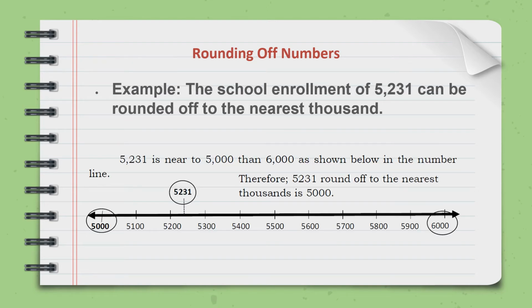Let us look at this example. The school enrollment of 5,231 can be rounded off to the nearest thousand. You can see in this line graph, we have 5,000 on the left side and 6,000 on the other side. The 5,231 is placed right in between 5,200 and 5,300. Comparing to both ends, 5,231 is closer to 5,000 than to 6,000. Therefore, 5,231 can be rounded off as 5,000. As you can see, 5,000 is easier to write and read than 5,231. So that's the purpose of rounding off numbers.